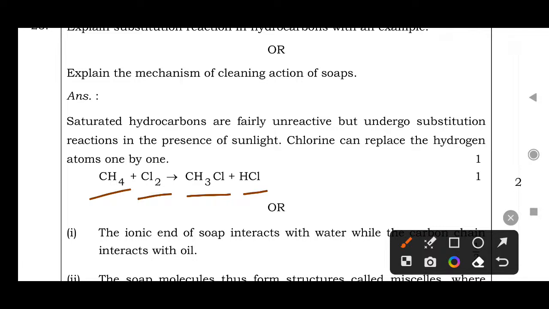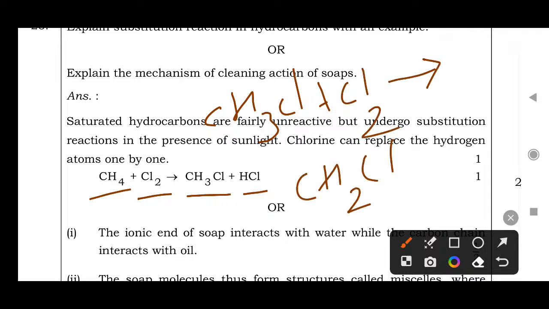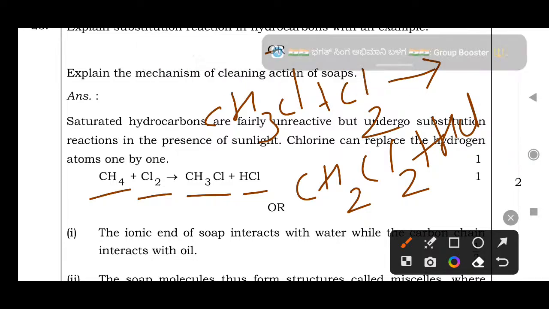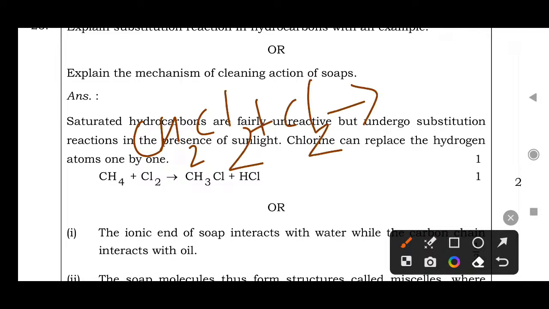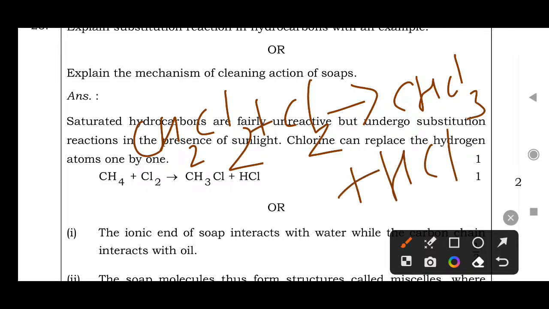This reaction goes on one by one. For example, CH3Cl, this is chloromethane, again reacts with chlorine. Then what does it give? It gives dichloromethane, CH2Cl2, and again HCl. This is the second substitution reaction. If you want to see the third substitution reaction, see CH2Cl2, dichloromethane, again reacts with chlorine. What does it give? Trichloromethane, CHCl3 plus HCl. Again this reaction continues.